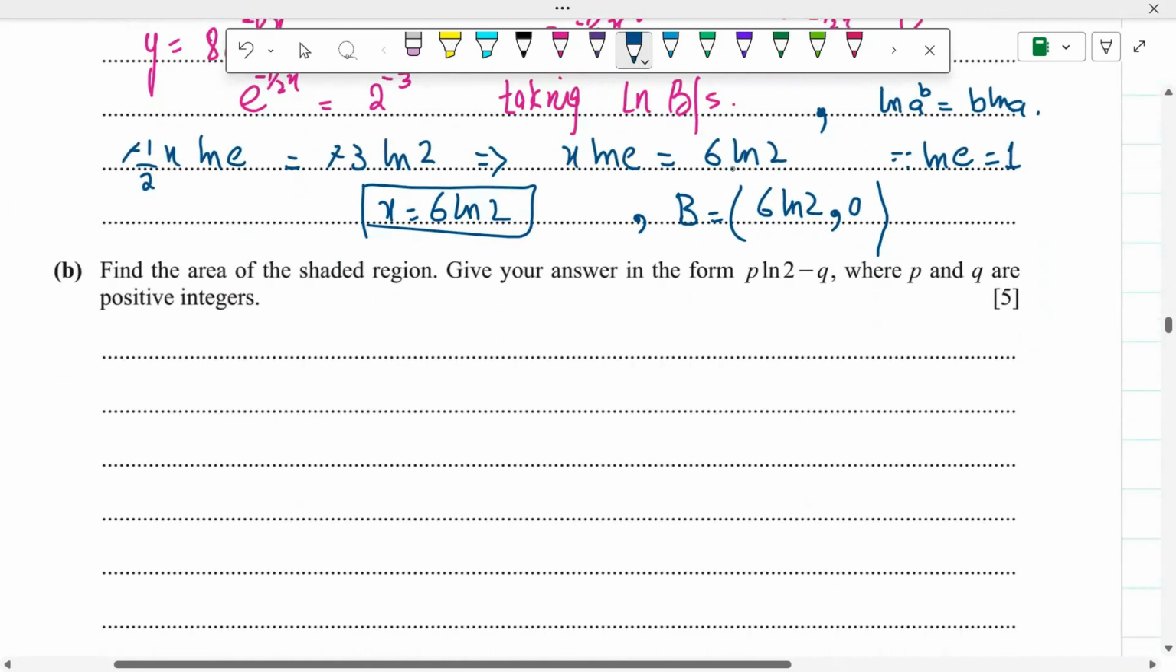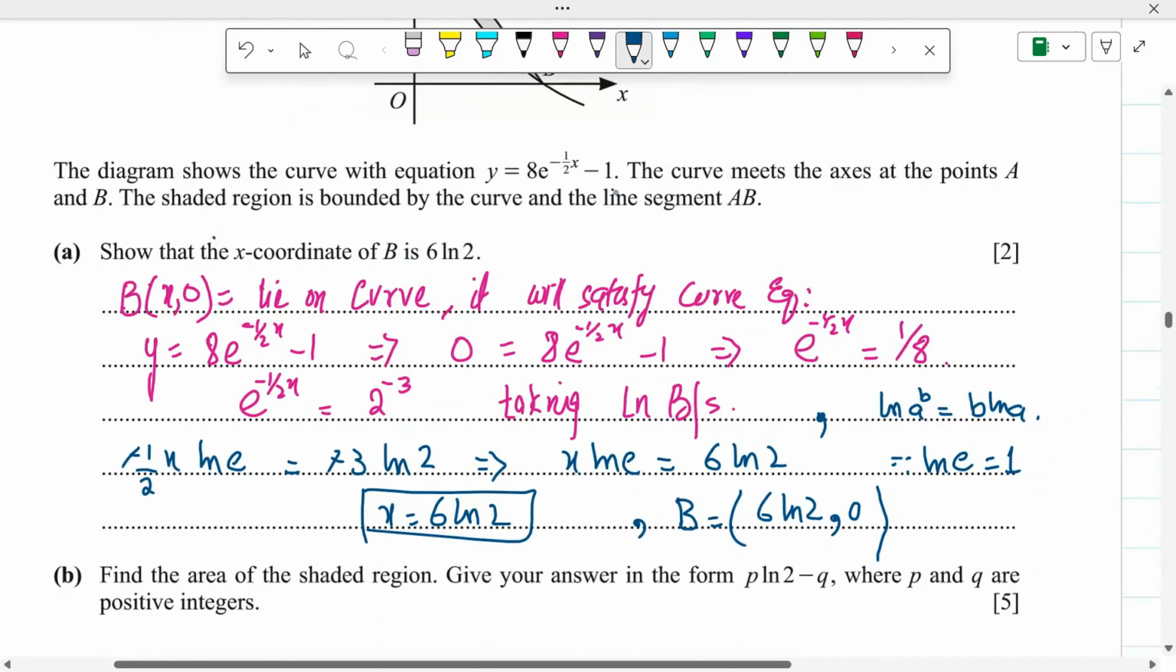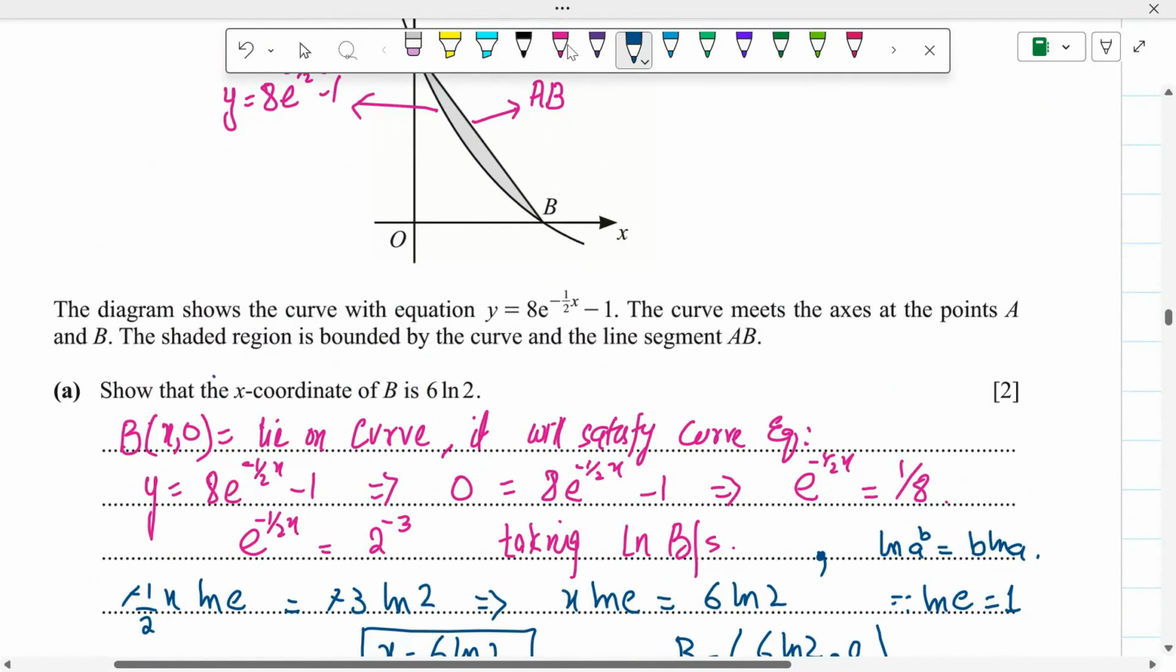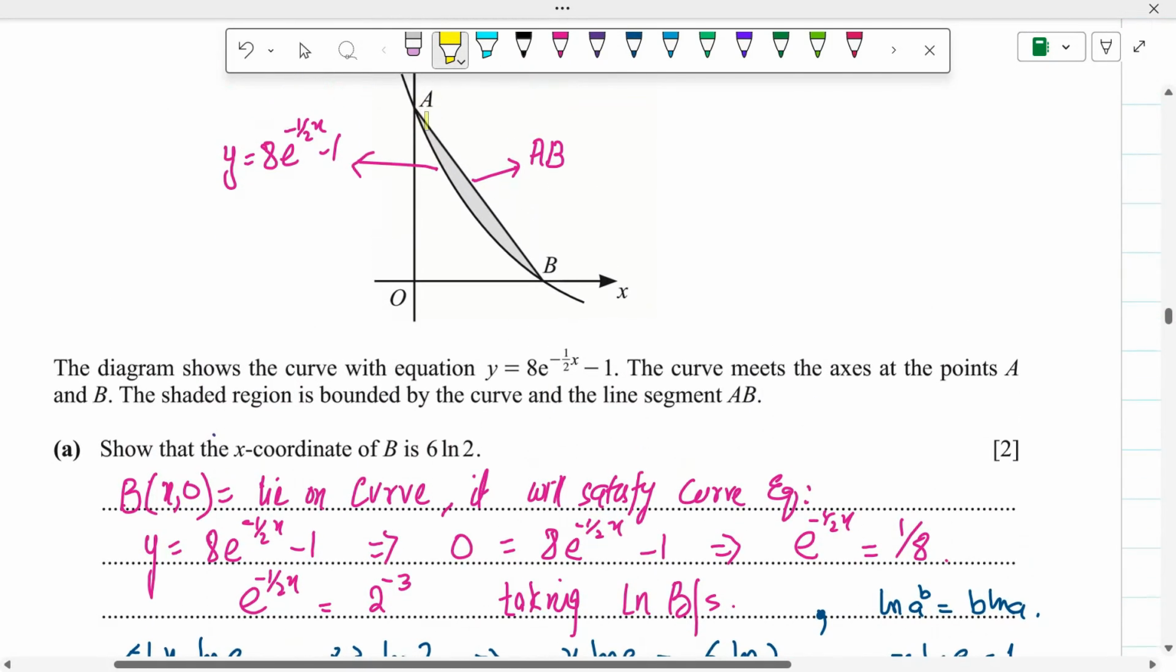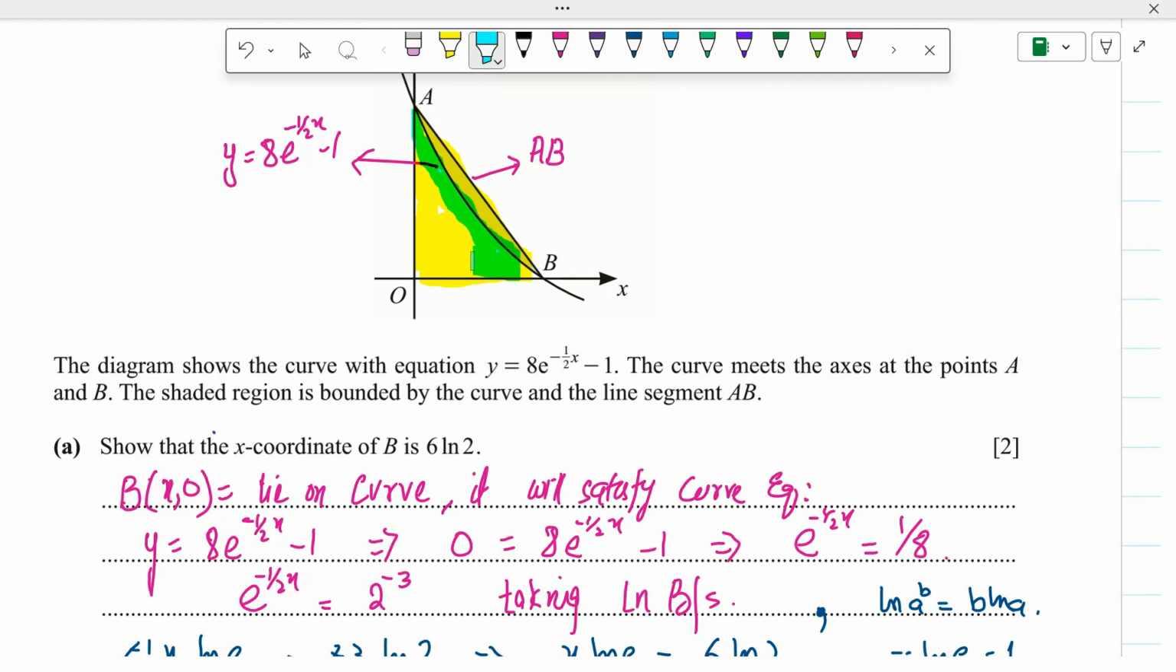Part B, find the area of the shaded region. Give your answer in the form P ln 2 minus Q, where P and Q are positive constants. We need to find the area of the shaded region. The area of the triangle OAB, minus the area under the curve, gives the area of the shaded region.